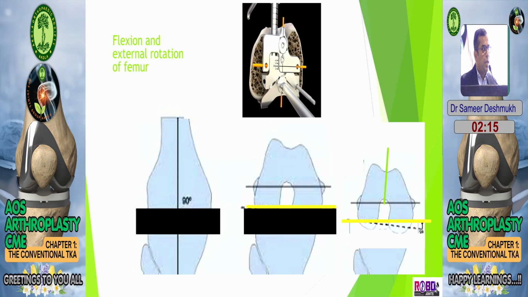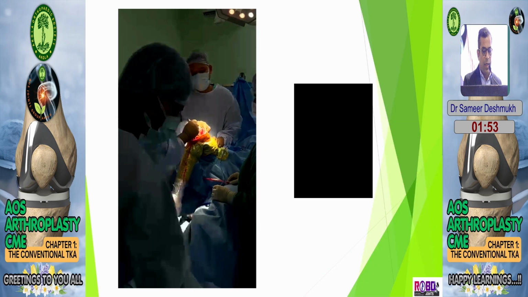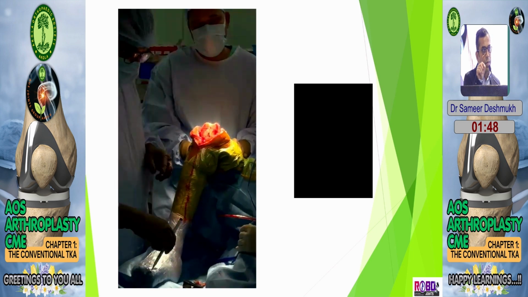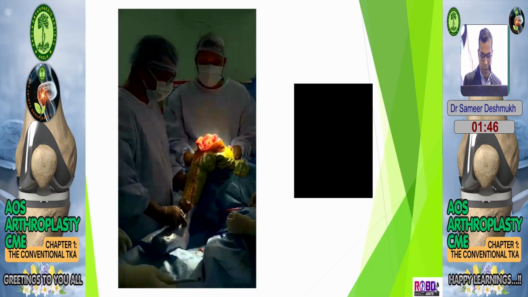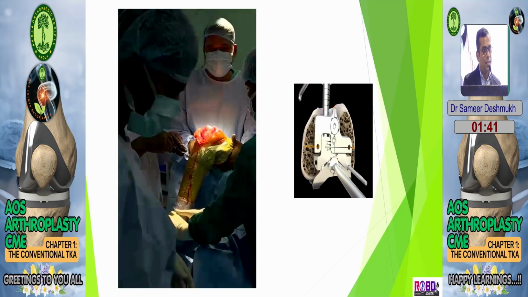So now, once I have done gap balancing in extension, it's time to balance the knee in flexion. The posterior condyles are asymmetrical. If I draw a transepicondylar axis, the posterior condylar axis is usually 3 degrees to the transepicondylar axis. So now I flex the knee, I put the block over the cut surface of the tibia, I mark the posterior condyles, how much I am going to resect, and then decide the external rotation of this distal jig.